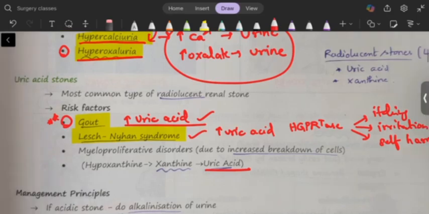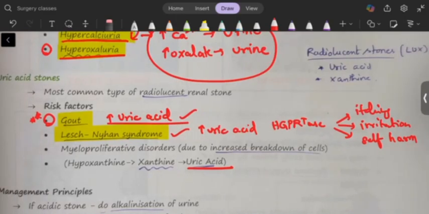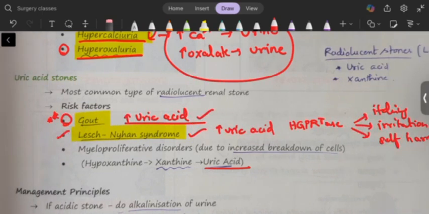So if a scenario is given, like a patient is severely irritable, is having severe pruritus, and has a tendency to deliberately harm himself, what type of stones are common in him? So ಅದನ್ನು ಕೇಳಿದ್ರೆ, it is a scenario of Lesch-Nyhan syndrome, and usually uric acid stones will be common in that case. Okay, so this is Lesch-Nyhan syndrome.